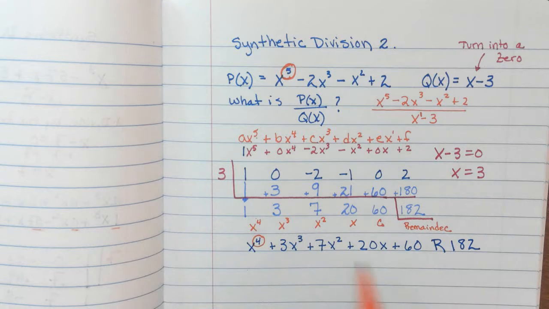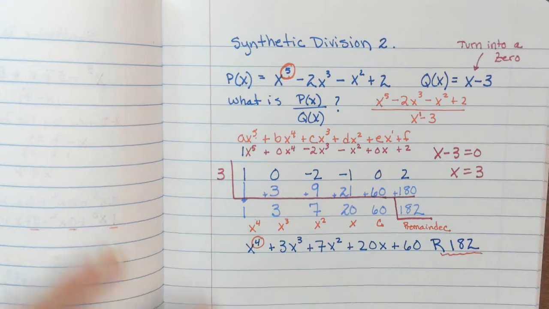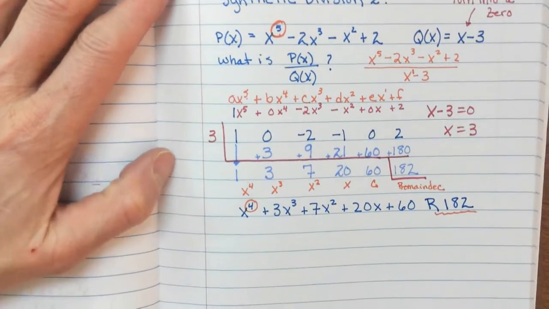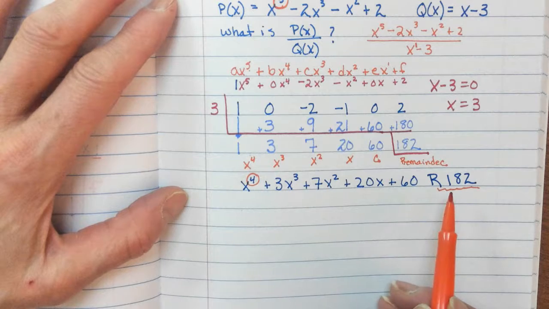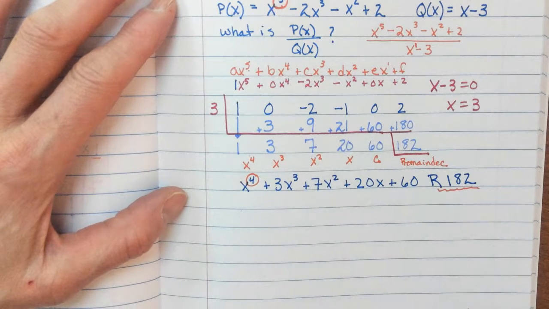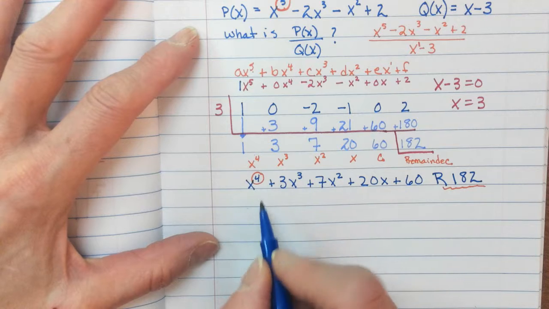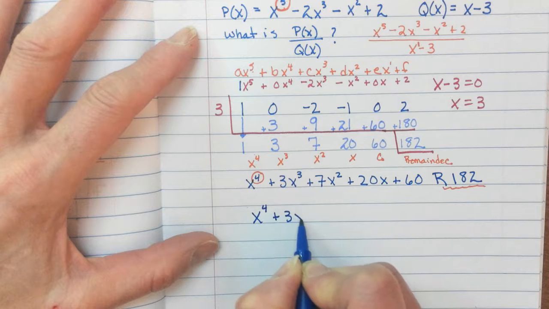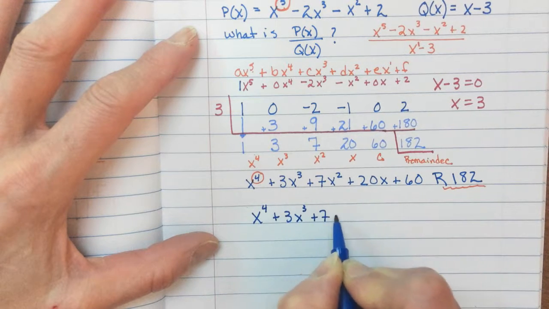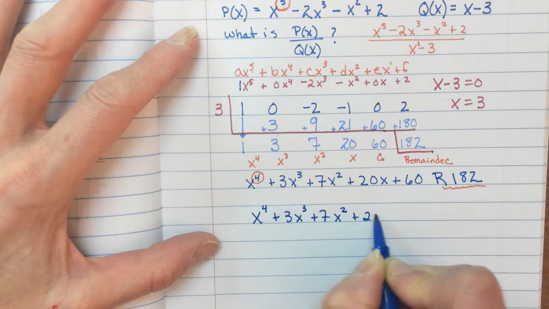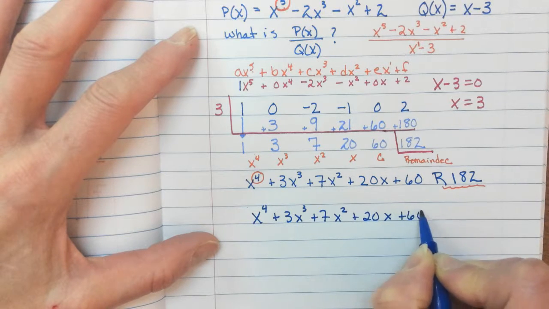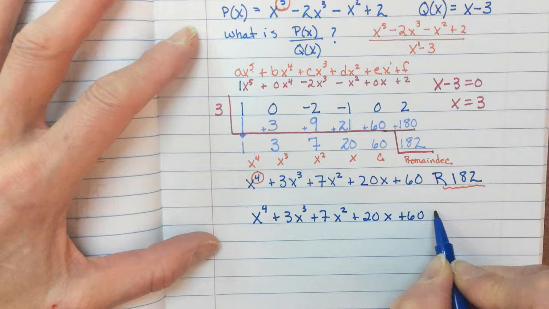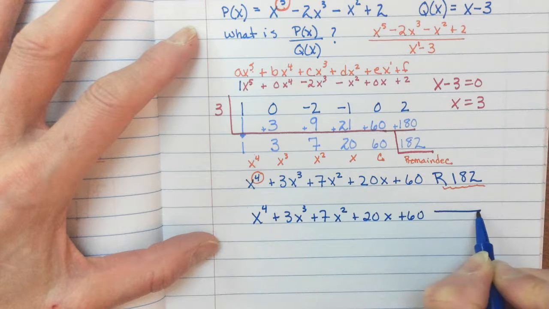Okay, so I don't want to leave my answer like this because this here is kind of elementary. I don't know if you remember when we did long division back in 5th grade. We may have done this in 4th grade and then we made it a little bit more sophisticated in 5th grade. So my answer would be x to the 4th plus 3x cubed plus 7x squared plus 20x plus 60, and I have a remainder.